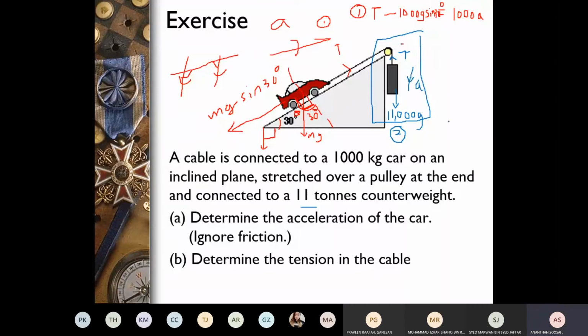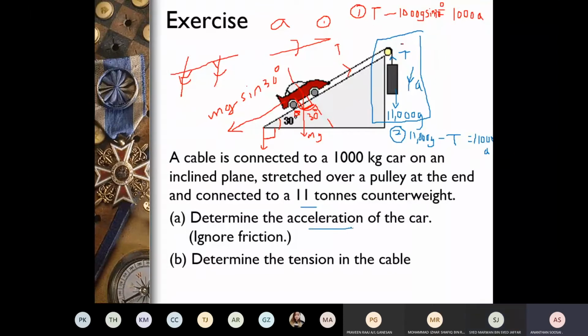Then what's the second equation going to be? What equals to MA? What equals to 11,000 A? So the force down is greater than the tension because it's pulling down. So 11,000 G minus T equals 11,000 A. Yeah, this is the second equation. Okay.